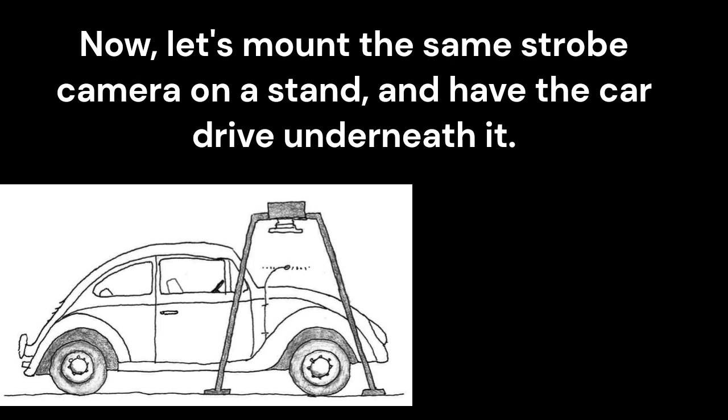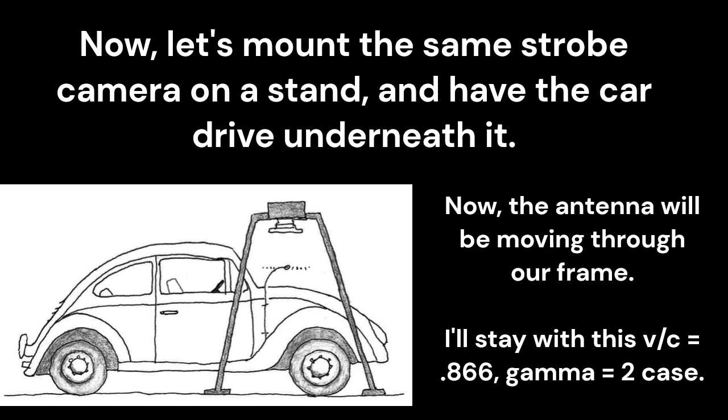Now let's take a different point of view. Let's mount that same camera on a stand and have the car drive underneath it. Now, instead of staying right over the antenna, we'll be moving through our frame. I'm going to stay with the V over C equals 0.866 case, the gamma equals 2. And let's see what this looks like.